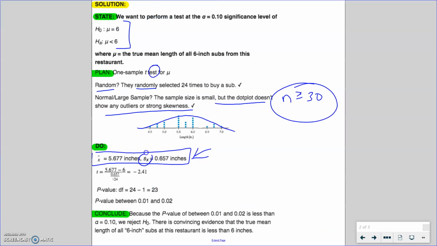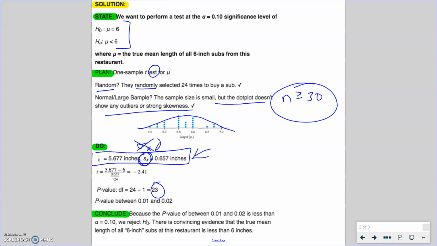Remember though, this is a sample standard deviation, so do not use sigma of x if you're typing it into your graphing calculator, right? Make sure you're using the sample standard deviation, okay? All right, so they calculated their t-value, our x bar minus the null hypothesis all over the standard deviation, and then they got negative 2.41 with a degrees of freedom of 23.